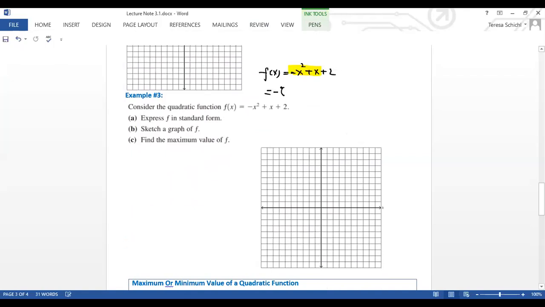So factor out any constant in front of x squared. So this is negative, x squared, so what here? Minus x, right? Plus 2.